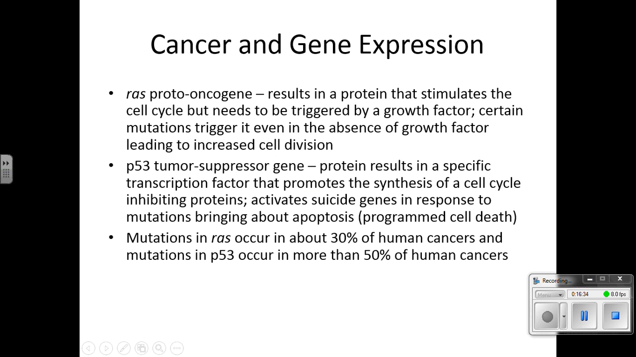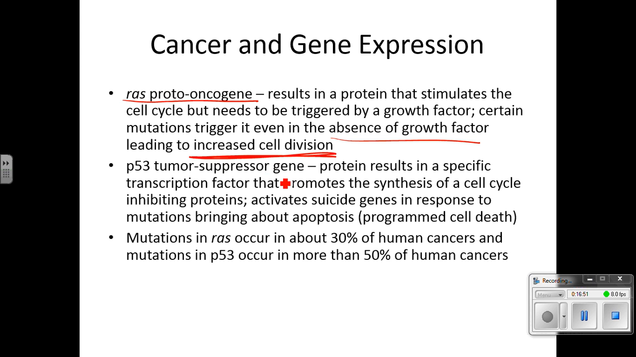Here's a couple of known genes. The RAS proto-oncogene results in a protein that stimulates the cell cycle but needs to be triggered by growth factors. Certain mutations trigger it even in the absence of the growth factor, leading to an increase in cell division. So this is a bad thing.